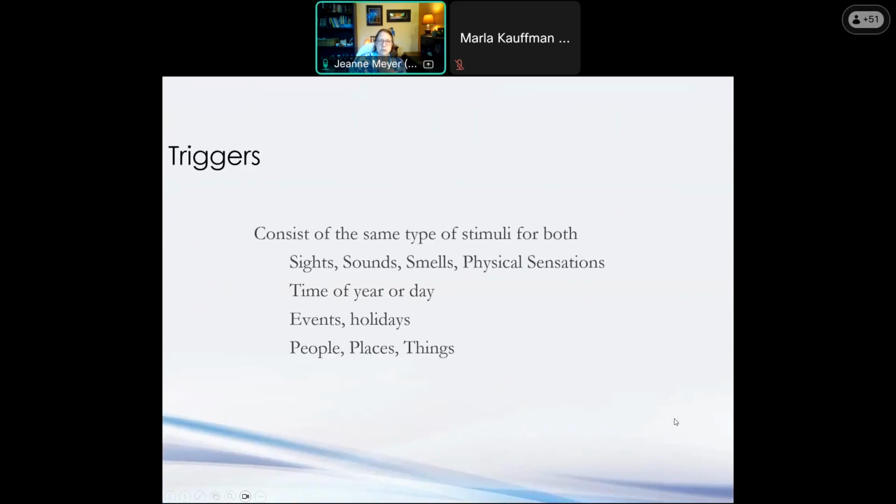So these triggers consist of the same type of stimuli for both trauma and addiction. We've got sights, sounds, smells, physical sensations. So any of the senses can be triggers. Like the time of year or day, birthdays, events, holidays, and people, places, and things.